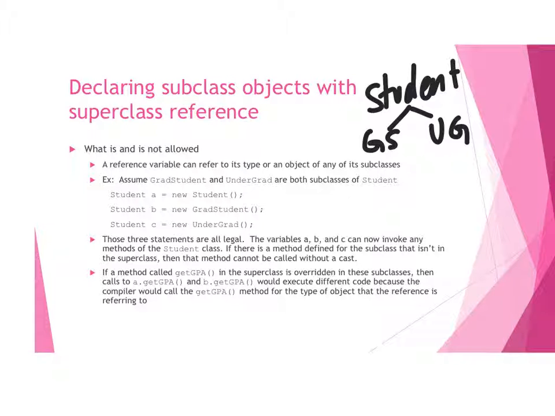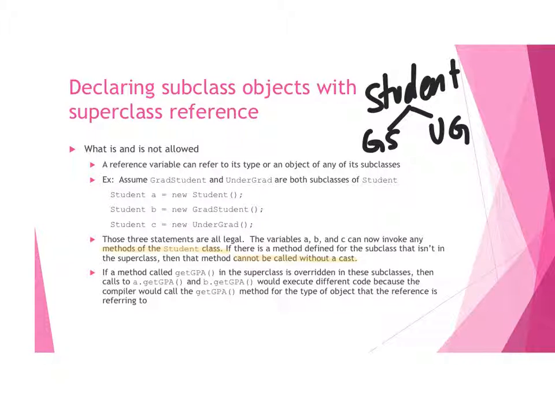Now here's the tricky part. Variables A, B, and C, the computer just thinks of them as students. So they can only invoke methods of the Student class. If there is a method that this class wants to call that happens to be specific to GradStudent or specific to Undergrad, then it cannot be called without a cast. If we tried to execute that, then it would give us a compile error.